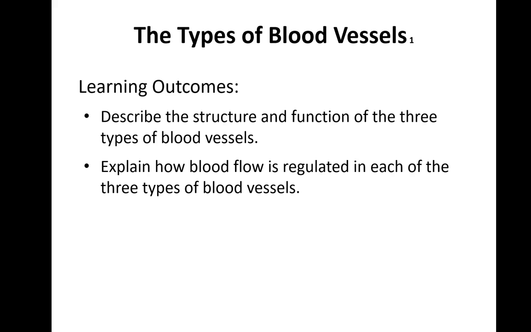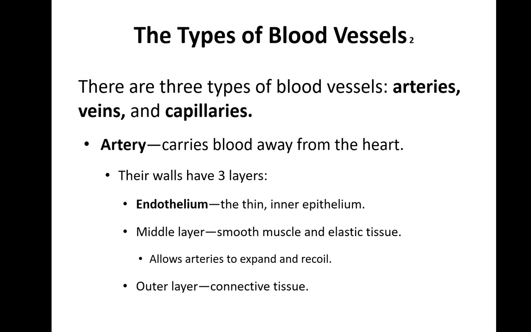The types of blood vessels. Learning outcomes are: describe the structure and function of the three types of blood vessels. Explain how blood flow is regulated in each of the three types of blood vessels. The cardiovascular system consists of three types of blood vessels: arteries, capillaries, and veins.